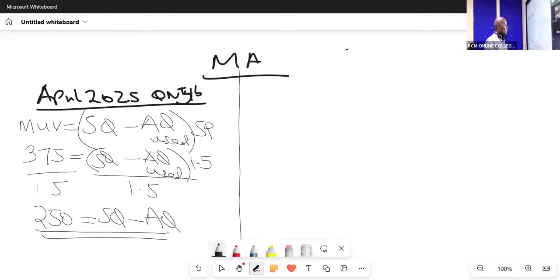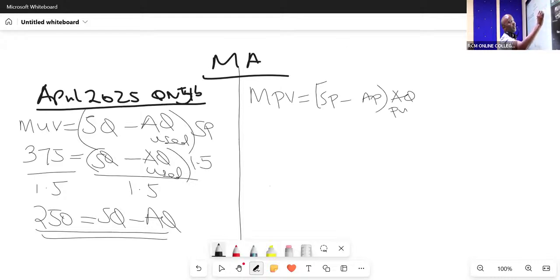Midterm. So material price variance. Do you remember the formula? It is what minus what? SP minus AP, SP minus AP multiplied by the actual quantity, what somebody purchased.